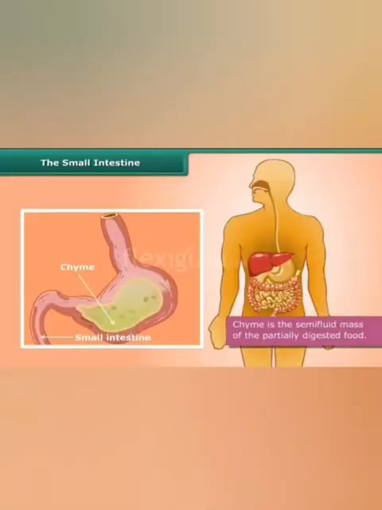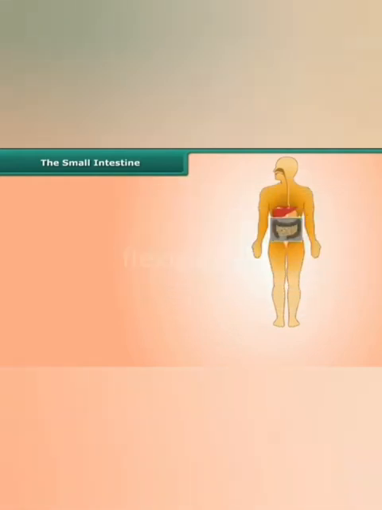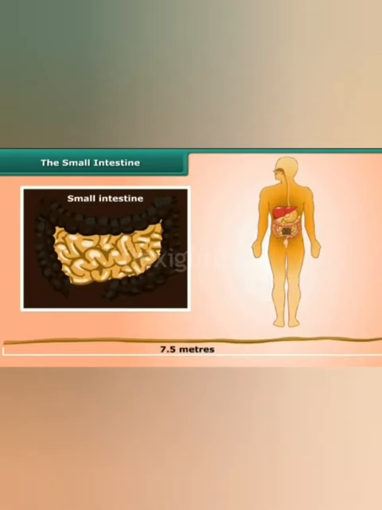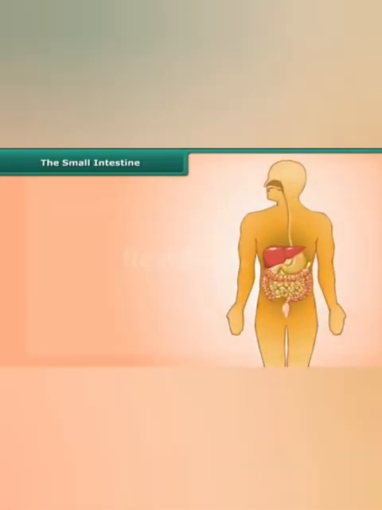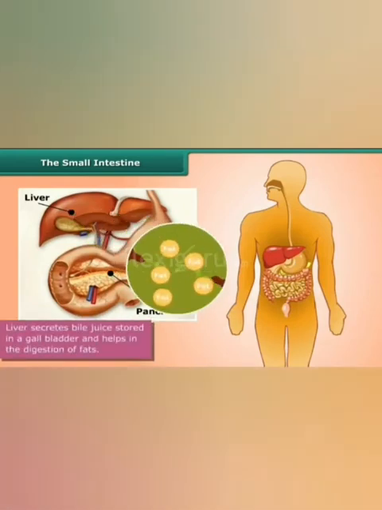Now the food remains in the stomach for about 4 hours and it forms chyme. Chyme then leaves the stomach and enters into the small intestine. It is the largest part of the digestive tract, measuring 7.5 meters in length. It is a highly coiled structure and it is the part where most of the nutrients of the food are absorbed. Digestive glands, liver and pancreas also join in this process.